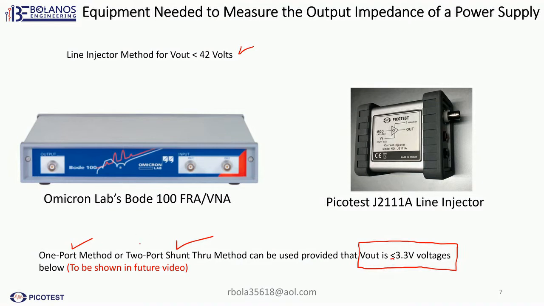Okay, so those two methods you can use, and you don't need to use the J2111A. But for anything above 3.3 volts up to 42 volts, use the line injector. For 3.3 volts or below, you can use the one port or the two port measurement.